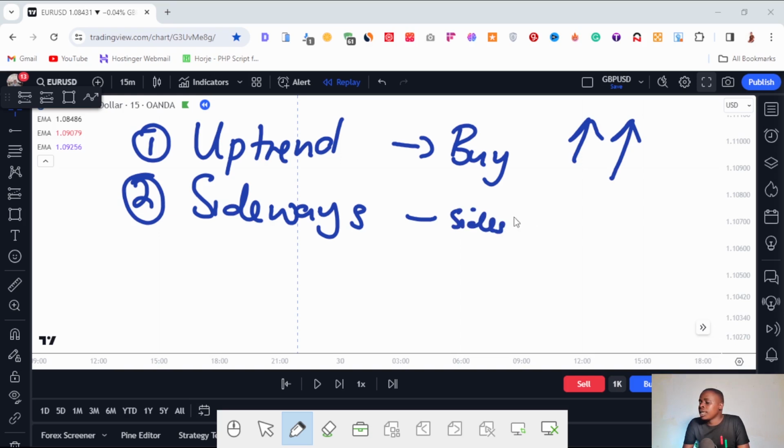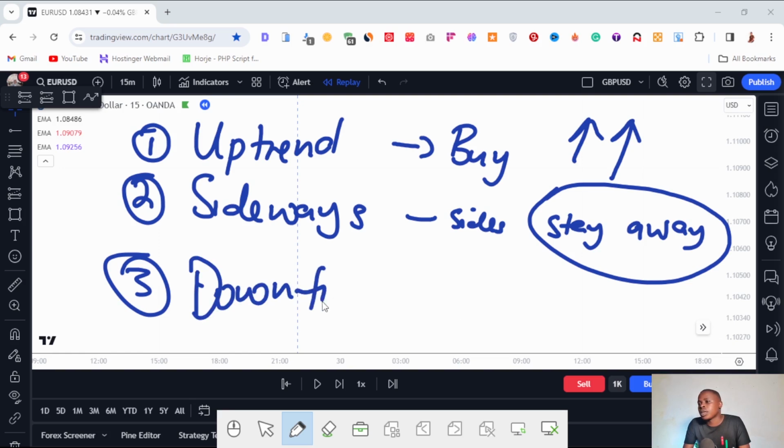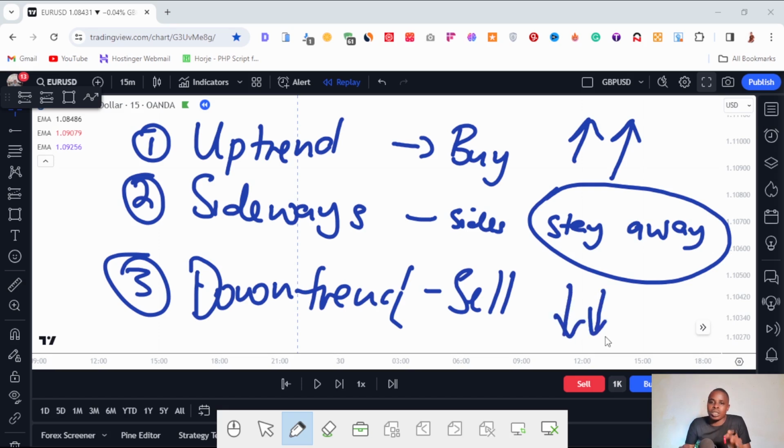So I will say, as a trader, just stay away from this market. There are strategies that you can use to trade sideways trends, but as a beginner, and I know when you're taking this course, you want to grasp mostly the basics. You want to stick to the fundamentals so that you can master what is happening next, right? But if you are in the sideways, you need to stay away. There are also going to be strategies that you can use in sideways trends, but for now, just stay away. So the third one is downtrend. In the downtrend, we are looking to sell because the market is pushing to the downside.